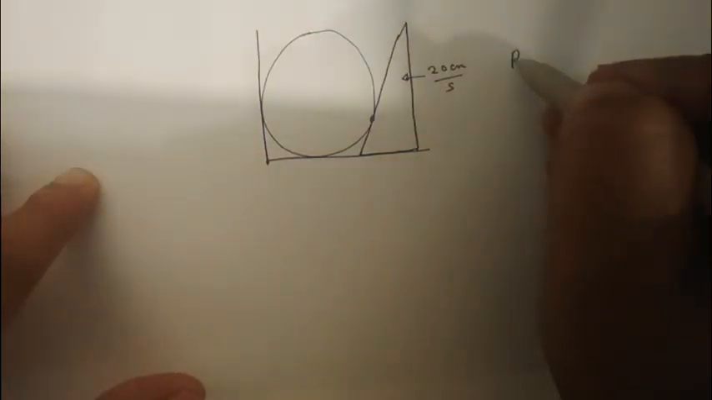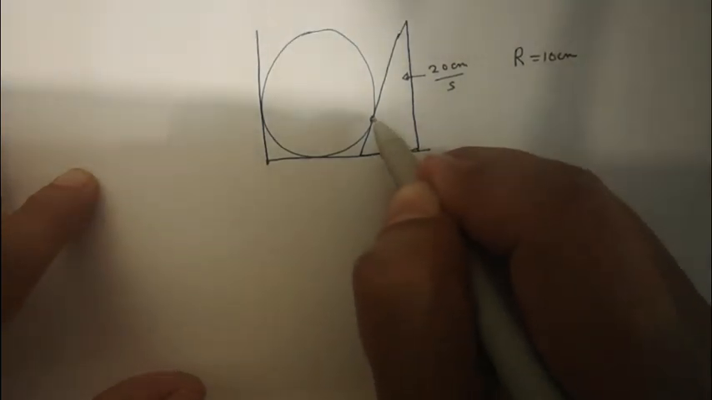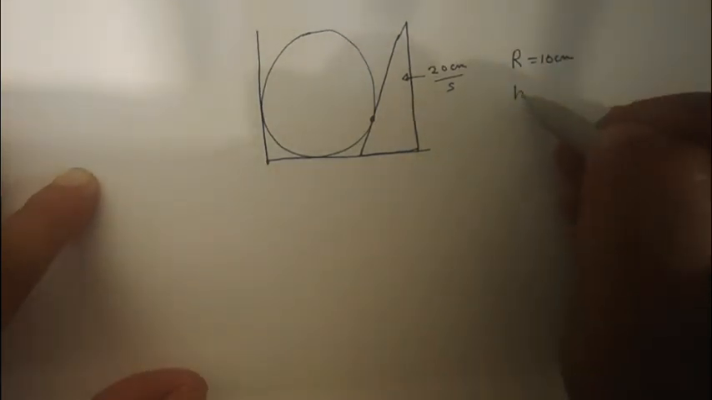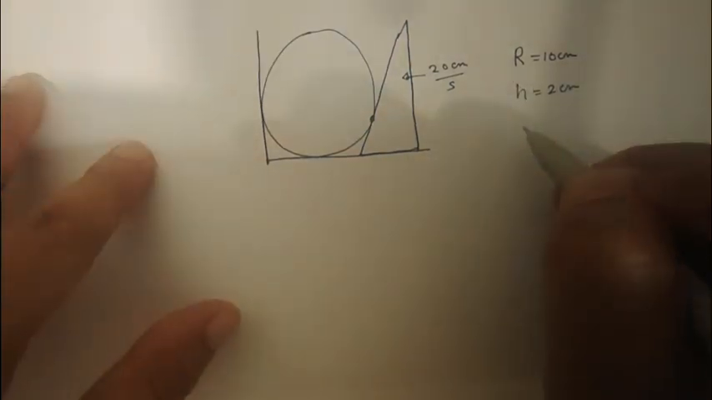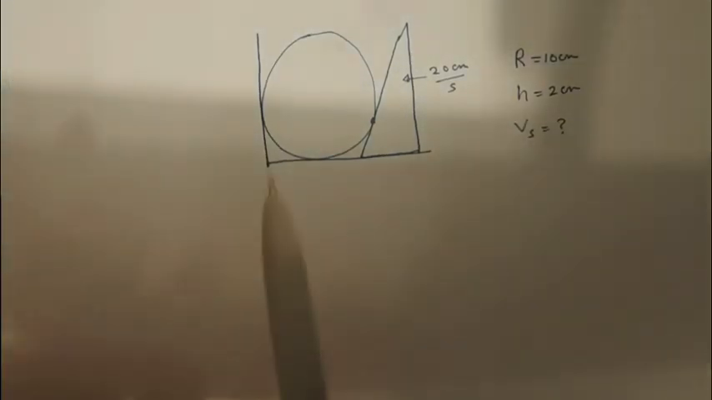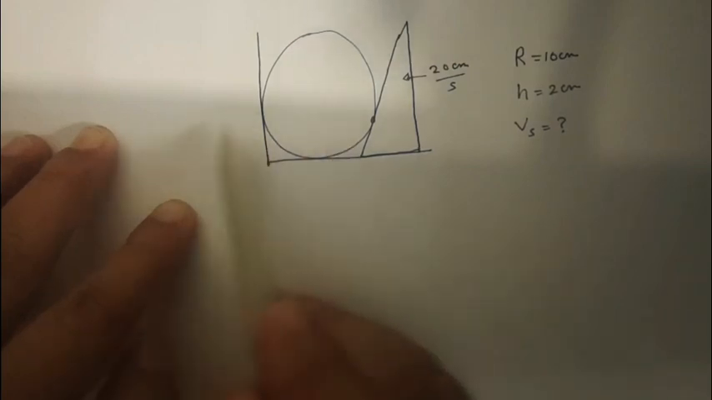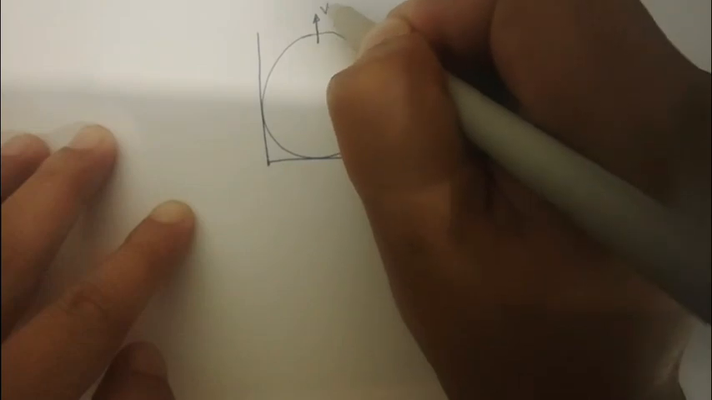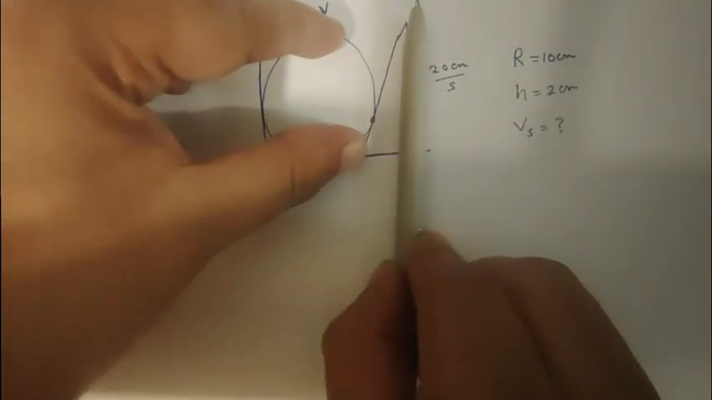The radius of the sphere is given as 10 centimeter, and the height of this point from the floor is given as 2 centimeter. We are supposed to find the velocity of the sphere. First of all, understand that because of this wall, the sphere cannot go this side, so the only velocity the sphere can have will be up. As this wedge comes inside like this, the sphere will go up.